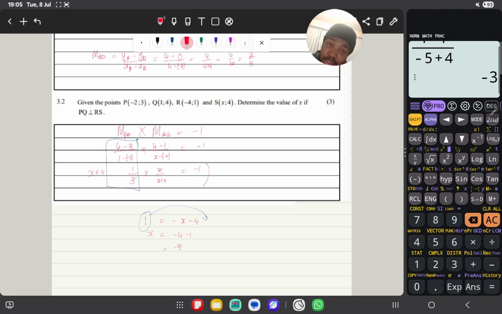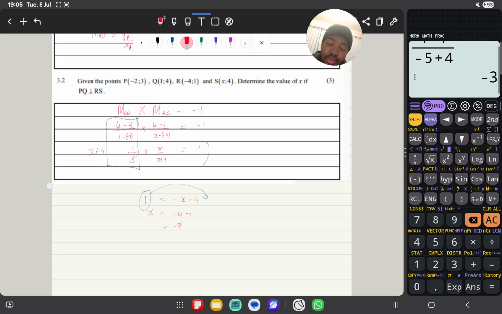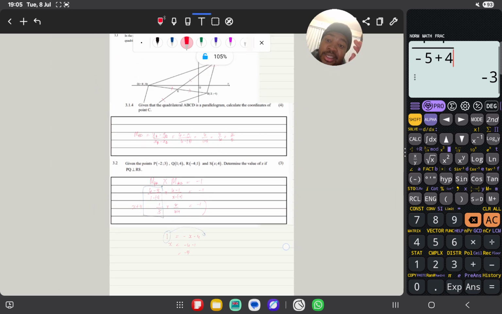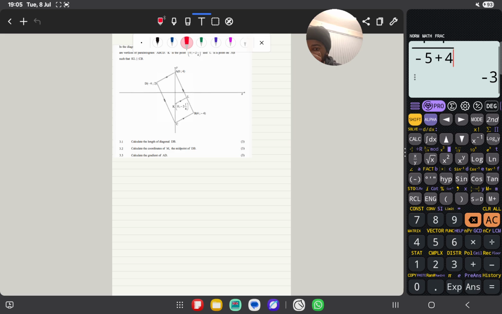guys, just be careful. That's just one stupid mistake in my mind. When I did that, I was like, oh, multiplication, but then you wonder, where is multiplication coming in here? So just be careful not to make any silly mistakes. Let's move on.